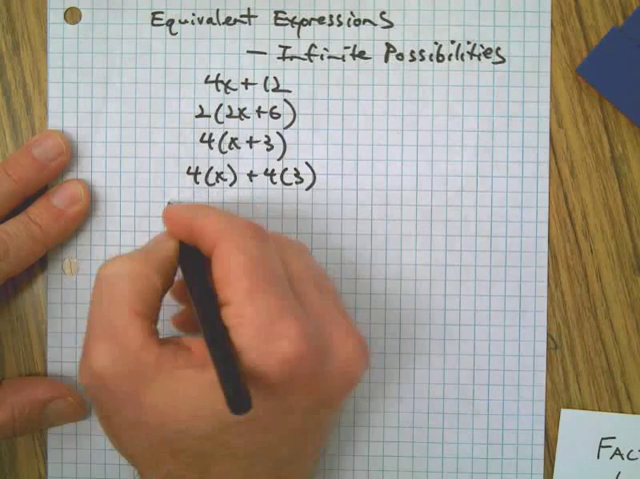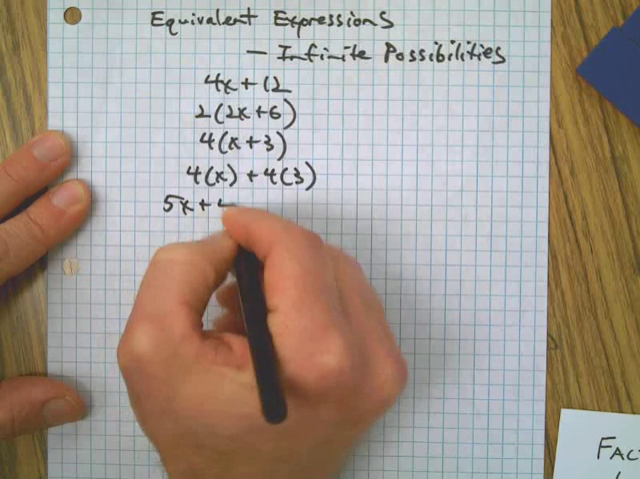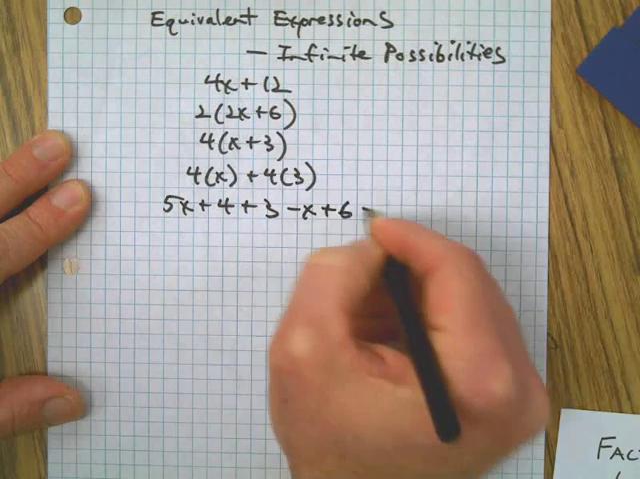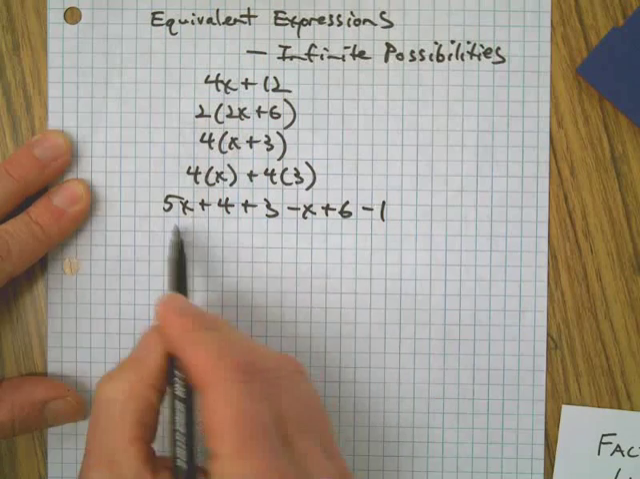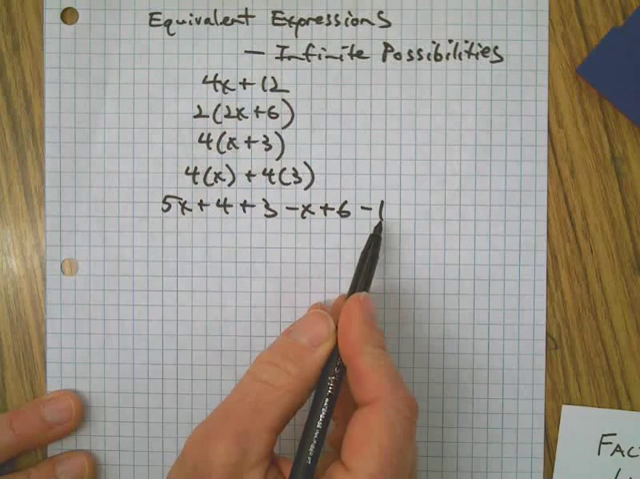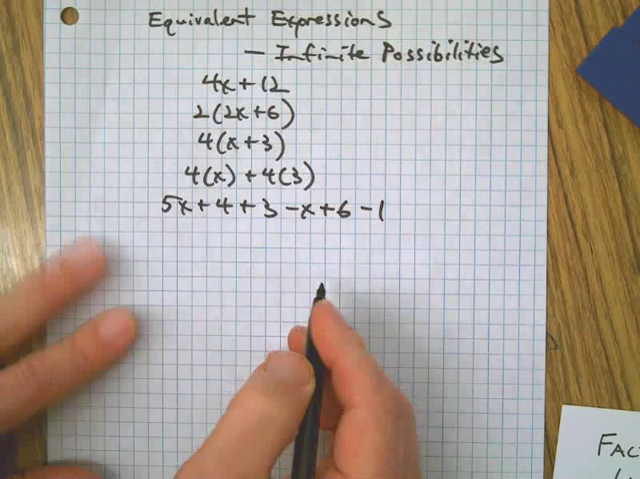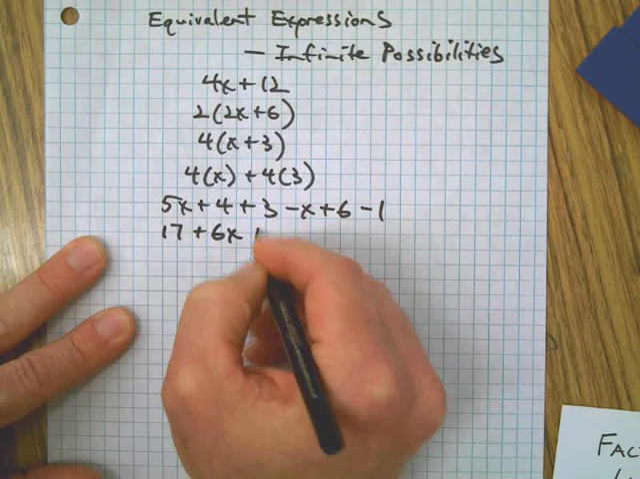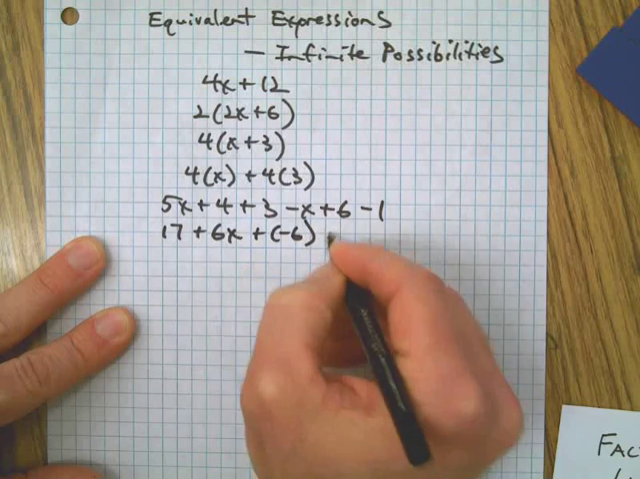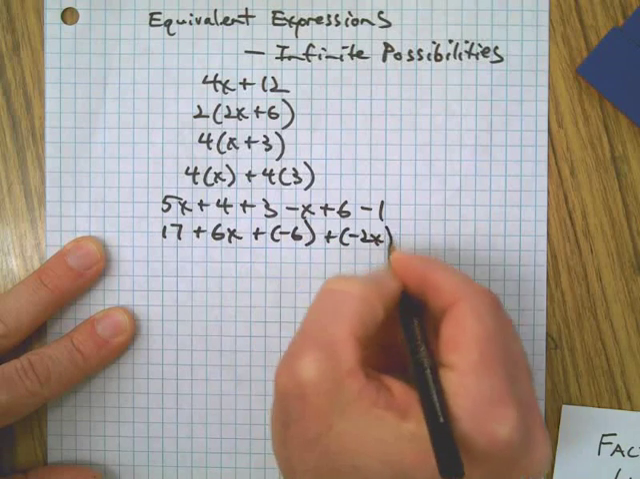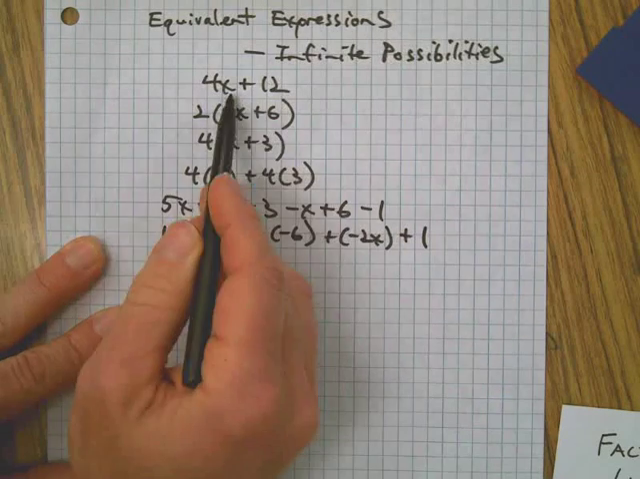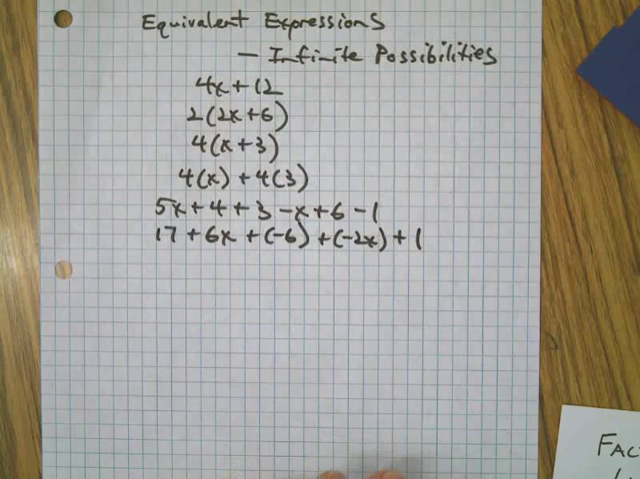If I just have a bunch of seemingly random terms here, but they have not been combined yet, it might not be obvious right away that this one that I just wrote here is also equivalent. Or for example, 17 plus 6x, let's throw a negative 6 in there, a negative 2x, and a 1. You might not think that this is also 4x plus 12 by looking at it, but it is.